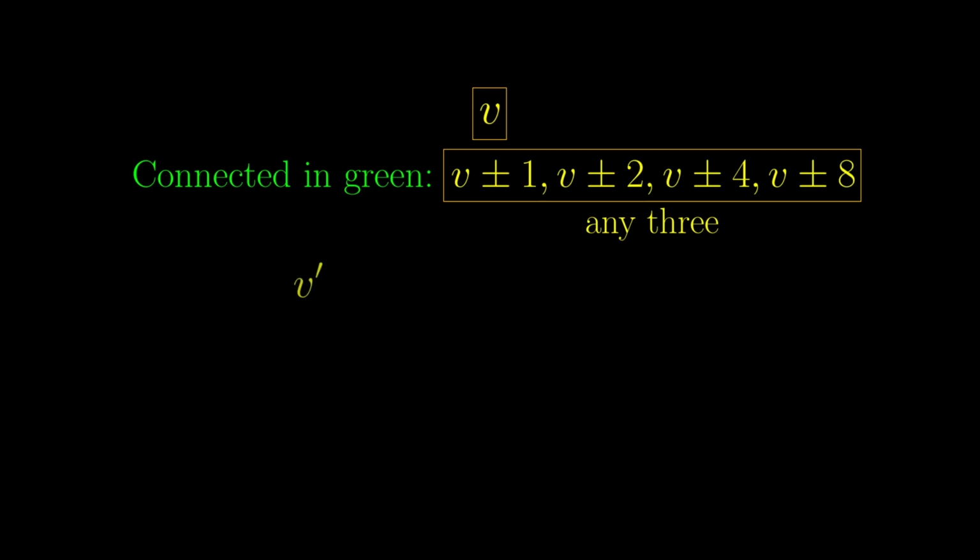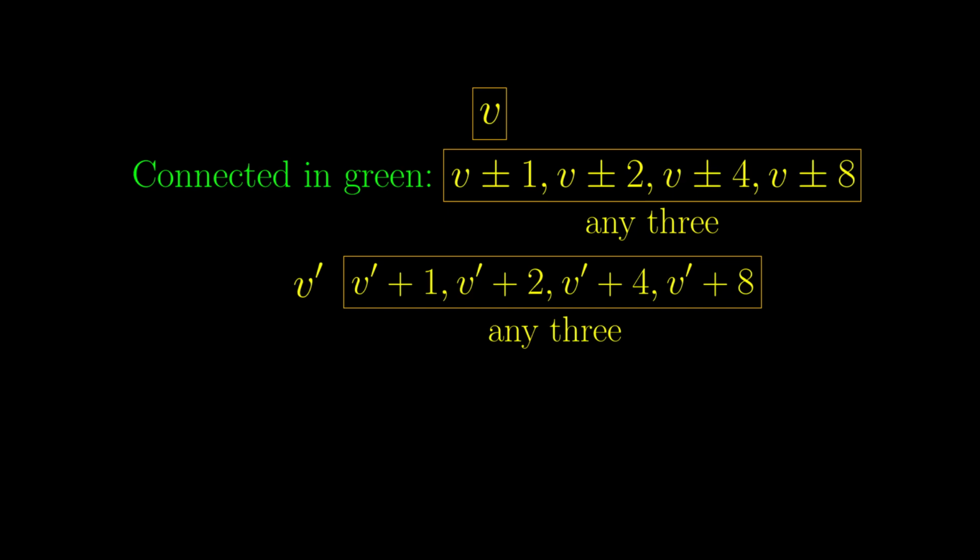In all cases, we can always choose a vertex v prime so that the 4 vertices in consideration is v prime and 3 of these 4 vertices. Because of rotational symmetry, we can always minus all the vertex numbers by v prime, and get that we are simply considering the vertex 0 and any 3 of 1, 2, 4, and 8.